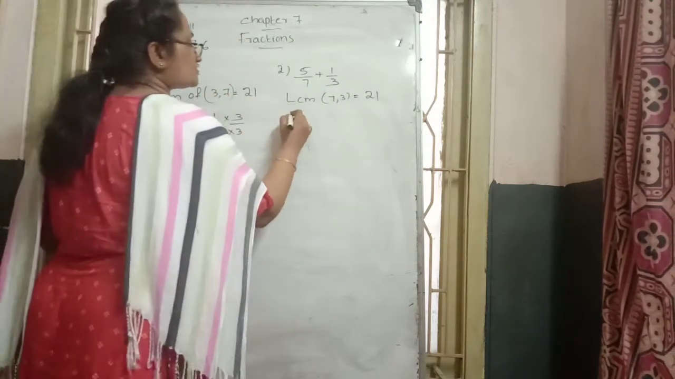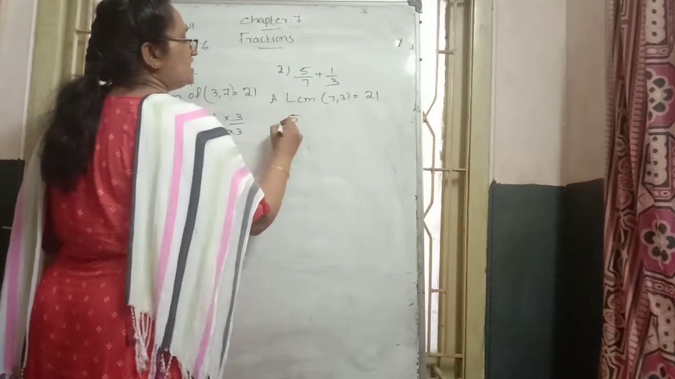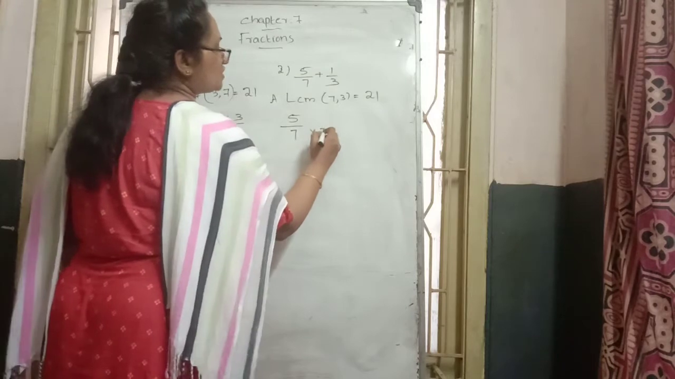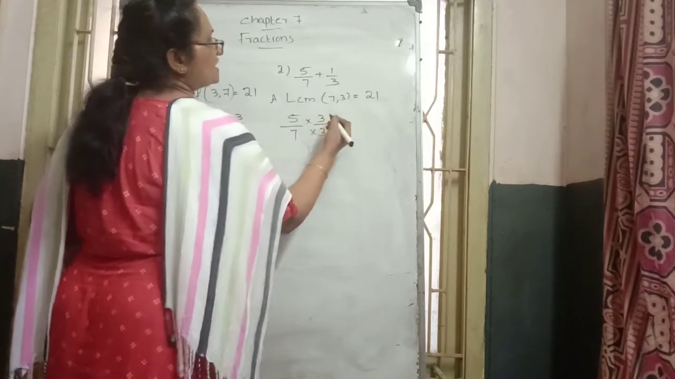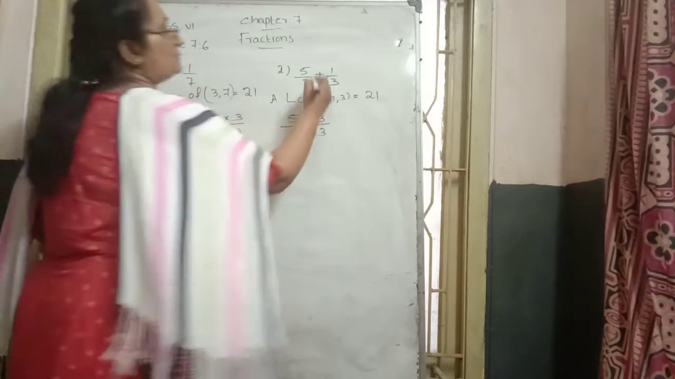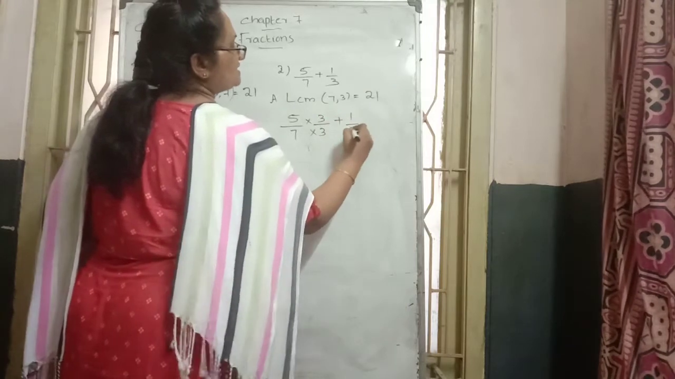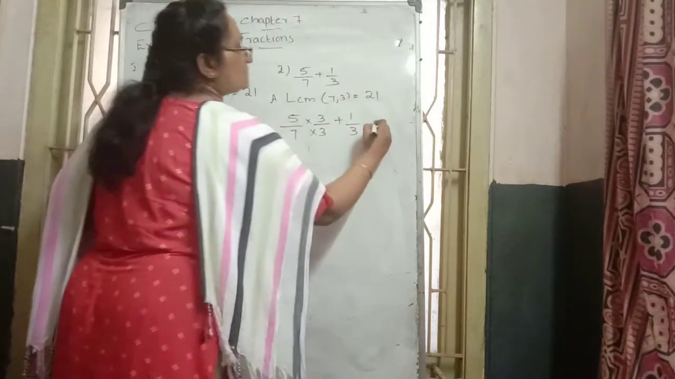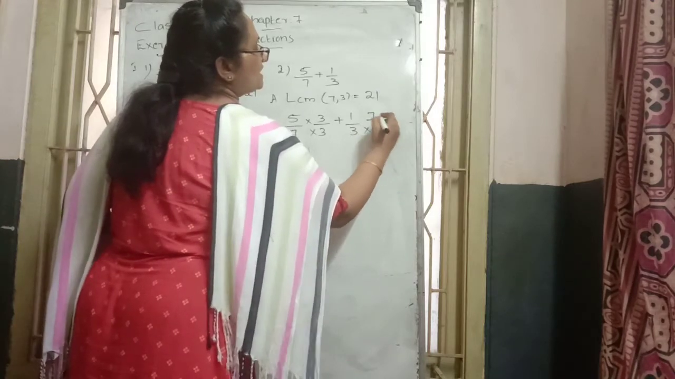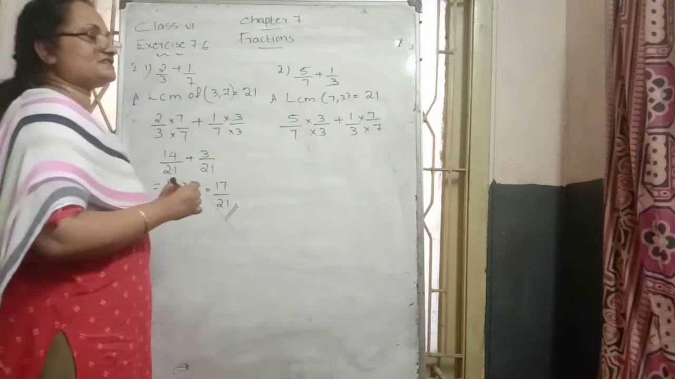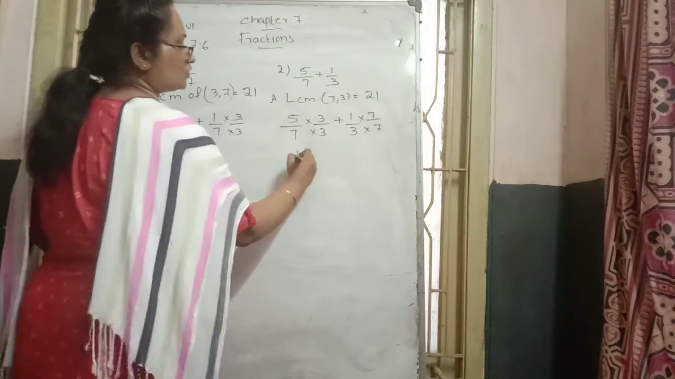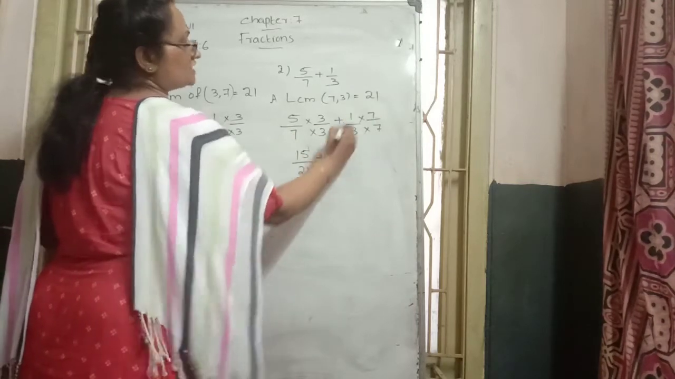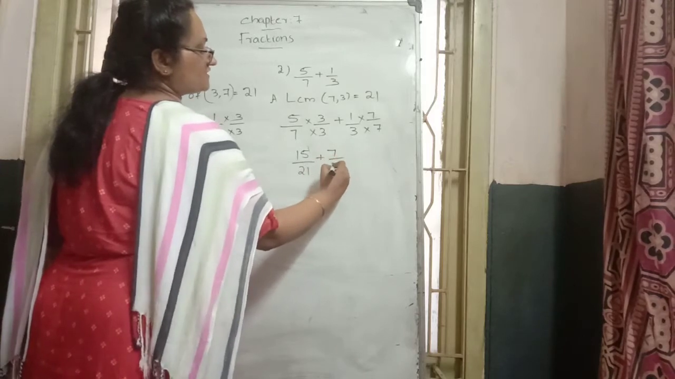Here also, the first fraction is 5/7. The 7 table gets us to 21 by multiplying by 3, so numerator and denominator are multiplied by 3. Plus the second fraction, 1/3: the 3 table gets us to the LCM 21. 3 into 7 becomes 21, so numerator and denominator are multiplied by 7. Next step, multiply. 5 times 3 is 15. 7 times 3 is 21. Then 1 into 7 becomes 7, and 3 into 7 becomes 21.